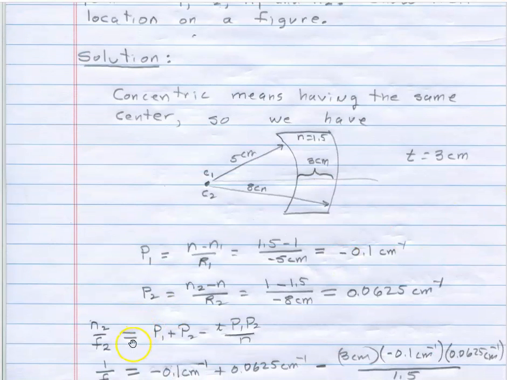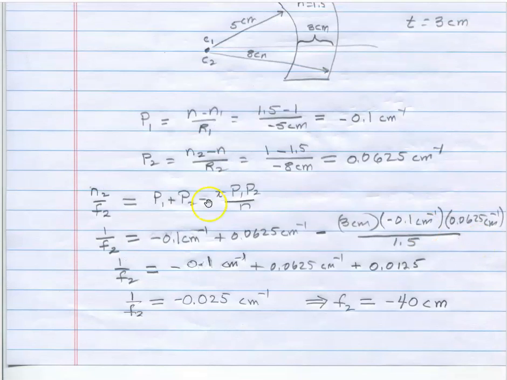And once we have those, then we can use this formula here, maybe go down a little further, formula here to compute F2. Again, N2 is 1. Substitute in P1 and P2 and the thickness. Do the computation. I get 1 over F2 is minus 0.025. And then make sure that you don't stop there. You have to take the reciprocal of it to get F2. So F2, it turns out in this case, is minus 40 centimeters.